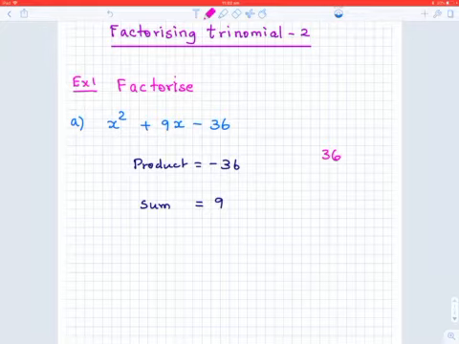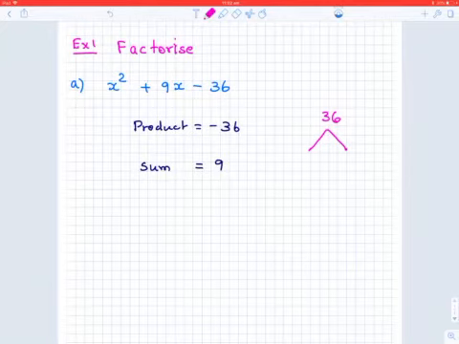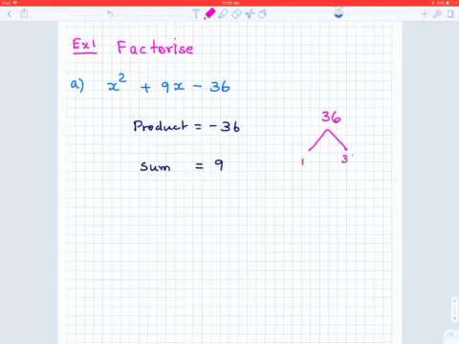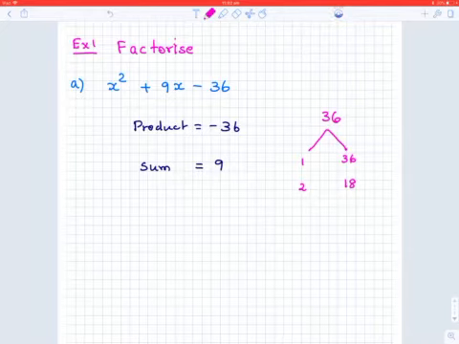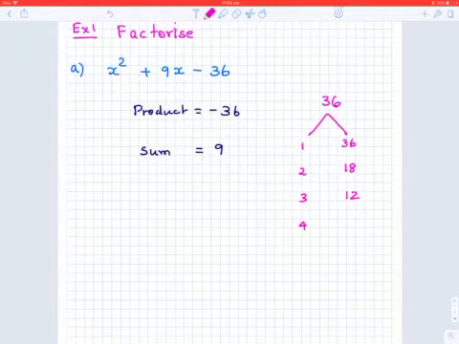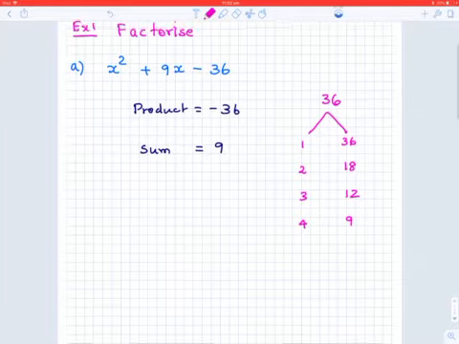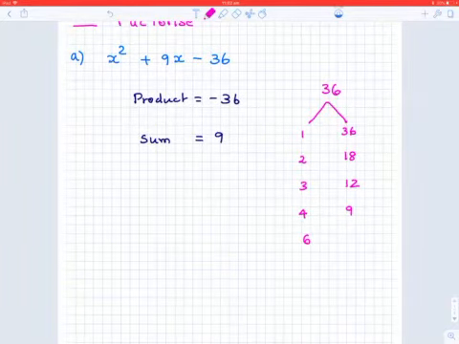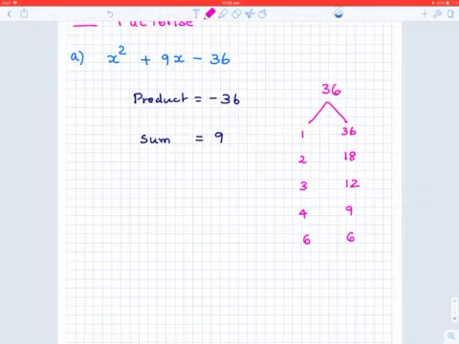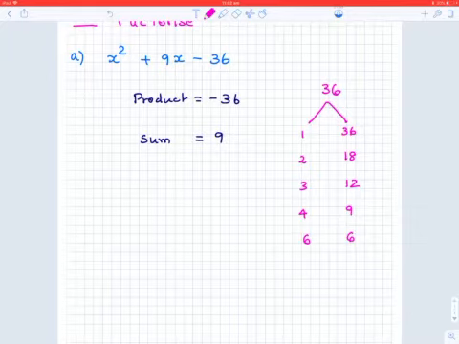The first thing I'm going to do is find the factors of 36. Always go in this order so that you don't miss out anything. So 1 and 36. It's divisible by 2, so it's 2 and 18. 3 goes into 36, 12 times. And then 4 times 9 is 36. And then 5 doesn't go into 36. Let us try 6, and 6 goes into 6. So these are the factors of 36.